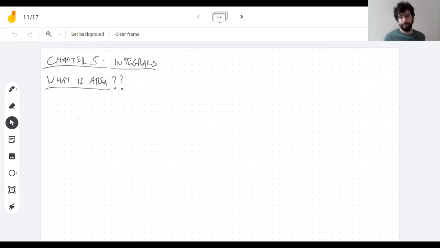So what is area? That's the question I want to answer. Well, you know what area is: the amount of space a shape takes up. You know, for example, that if this is one and this is one, then the area is the base times the height, which in this case would be 8 squares.